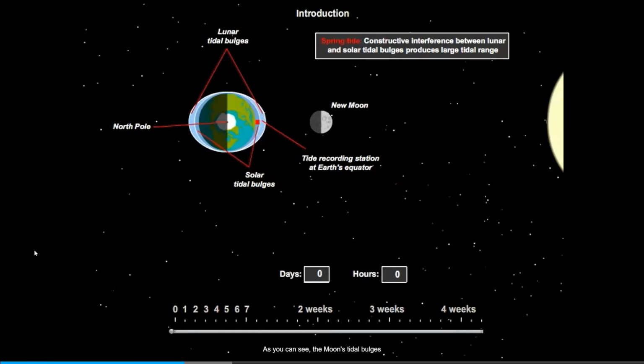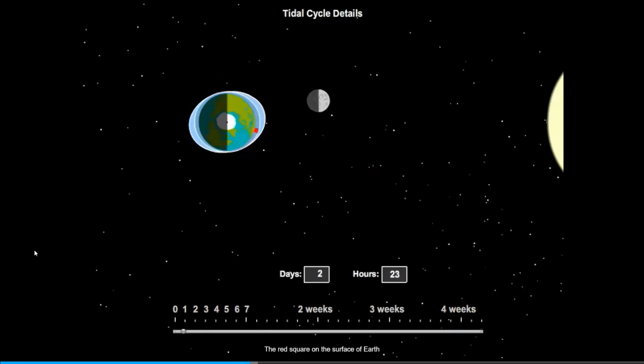As you can see, the moon's tidal bulges, shown in light blue, are about twice as large as those produced by the sun. In this view, you are looking down at the North Pole of Earth. Earth is rotating on its axis, and the moon is revolving around the Earth. Notice that the lunar tidal bulges remain aligned with the moon as it orbits around Earth, while the solar tidal bulges remain aligned with the sun. The red square on the surface of Earth is a reference point. When this location rotates into a tidal bulge, it experiences high tide. When it rotates out of a tidal bulge, it experiences low tide.